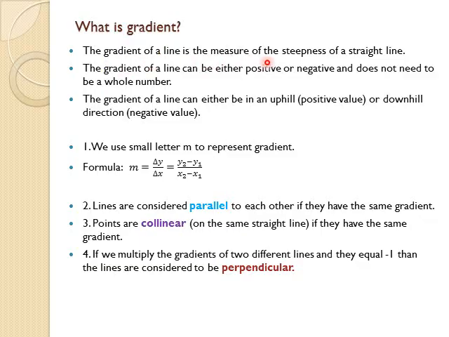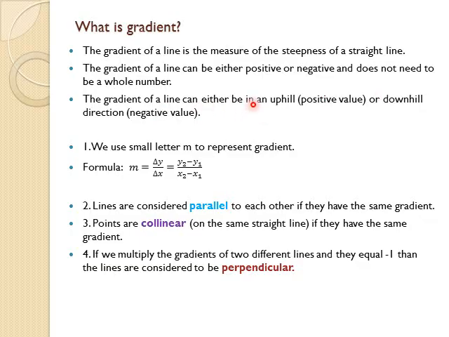The gradient of a line is a measure of how steep a straight line is. So basically, does it have a 40, 50, 60 degree angle? The gradient of a line can either be positive or negative. It doesn't need to be a whole number. A gradient can be a decimal as well, a rational number. It can be an uphill, positive value, or a downhill, negative value.